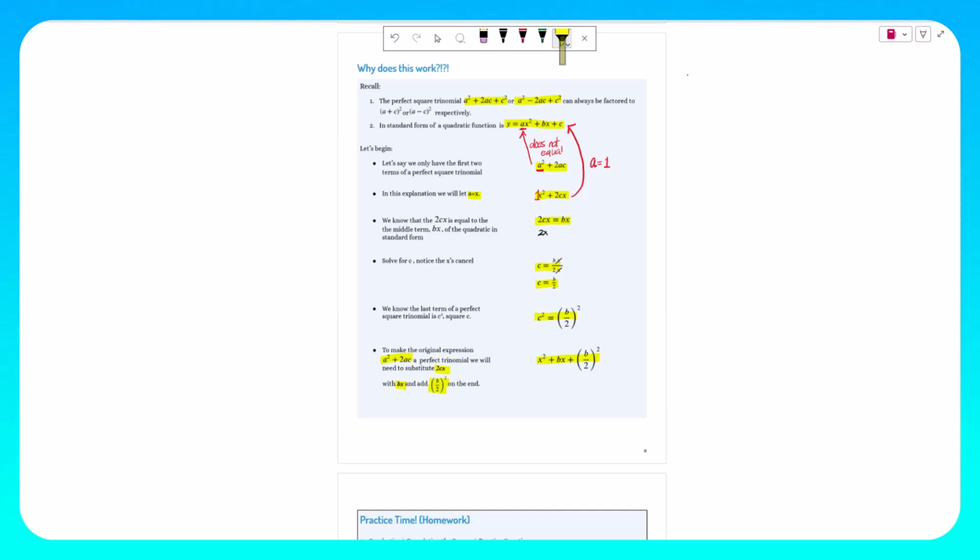If you have any questions about why it works, do not hesitate to ask your teacher, but keep in mind that you'll use the method of completing the square without always 100% understanding exactly why. It's nice to know why, but it may take a little bit more work to make yourself understand this.